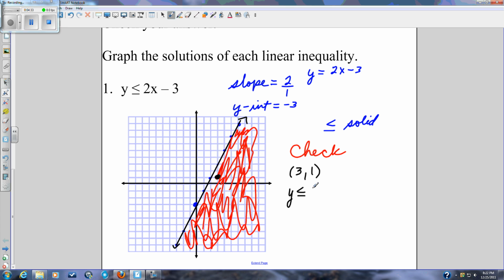So we have y is less than or equal to 2x minus 3. We're going to plug in 1 for y and 3 for x. So 1 is less than or equal to 2 times 3 minus 3. Is that true? It's 1 less than or equal to 6 minus 3. It certainly is, because that gives you the statement 1 is less than or equal to 3, which is true. So it does indeed check out. And if you want to check some other points, just choose them from the shaded area.